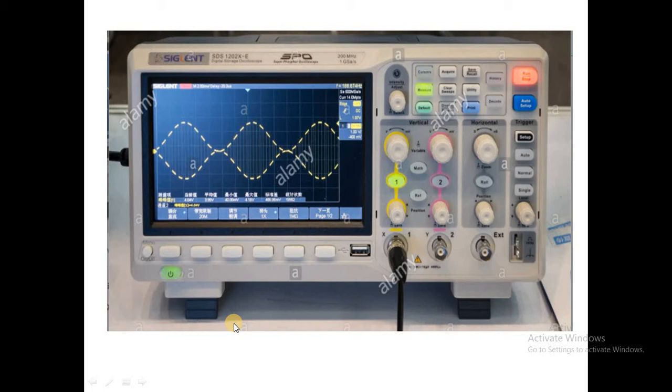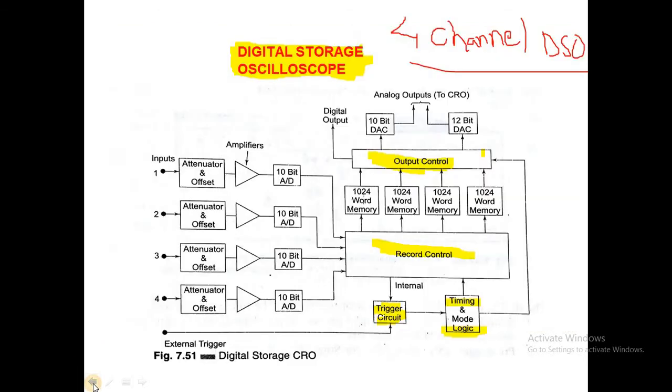Now we are going to discuss the block diagram of a 4-channel DSO and its explanation. After that we are going to discuss the basic differences between the analog device, that is the CRO, and the DSO. Let us discuss the block diagram of a 4-channel DSO.